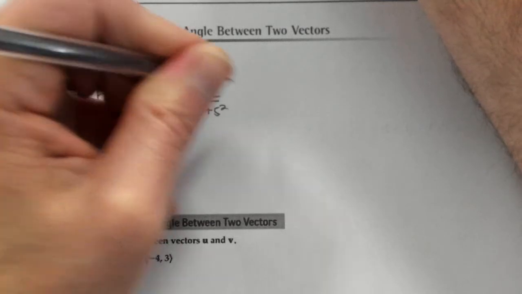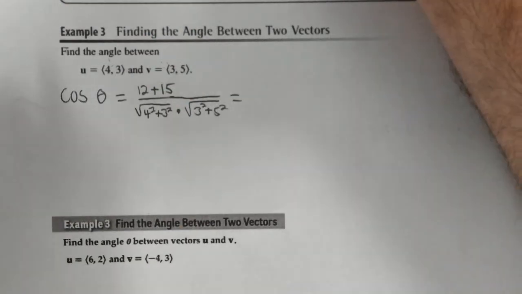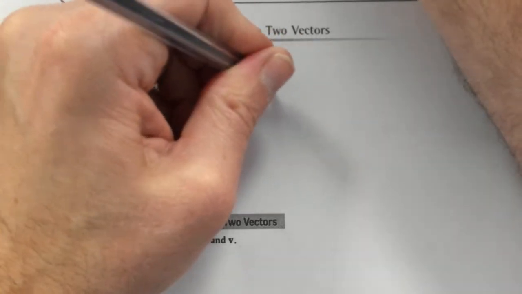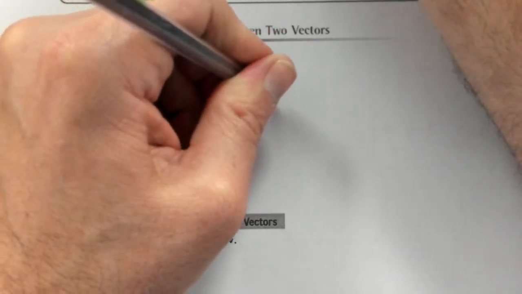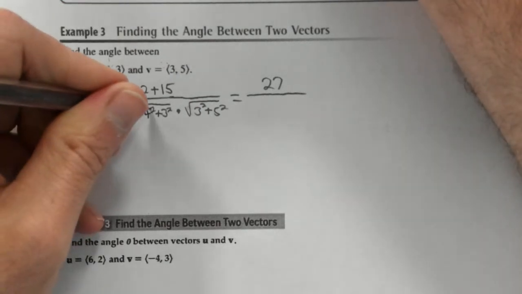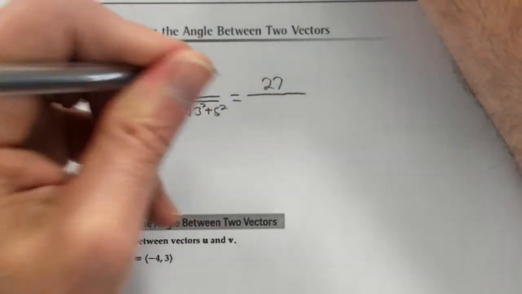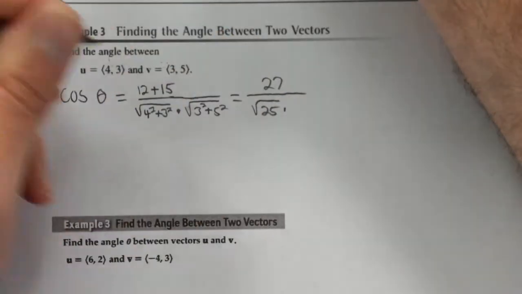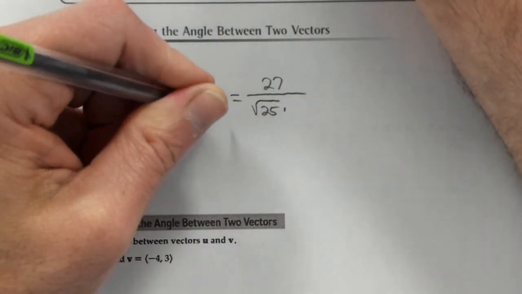All right. Now we need to simplify this a little bit. 12 plus 15, 27. On the bottom of my fraction here, this is 16 plus 9, 25. So that's the square root of 25 times, that's going to be 9 plus 25, the square root of 34.